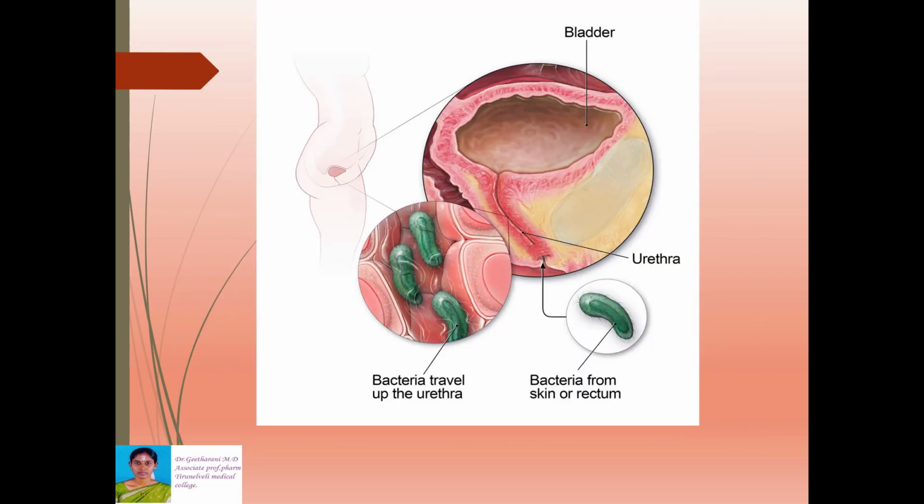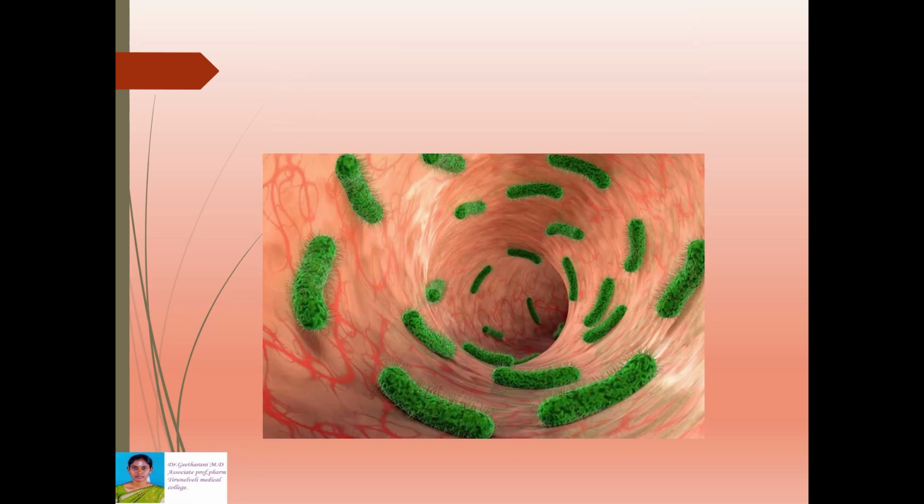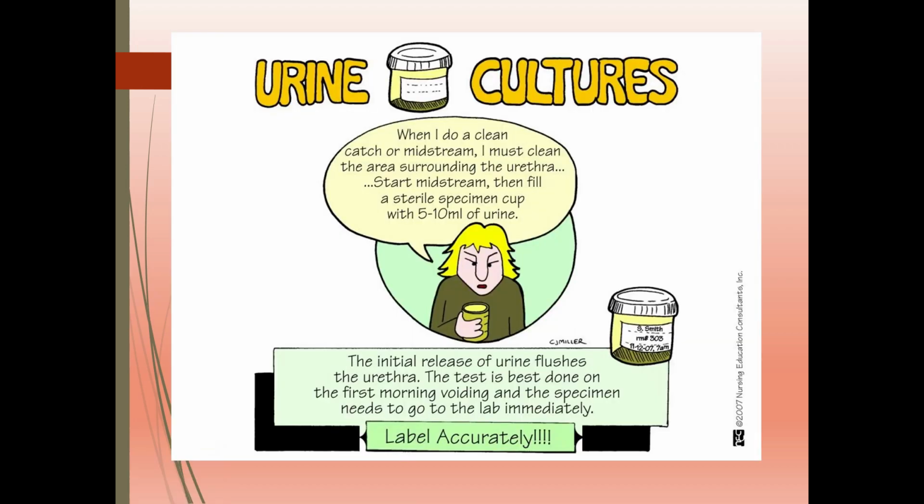Here is how the infection ascends from the skin or rectum. It can travel up the urethra and reach the bladder. This is again the picture showing how it is seen inside the bladder wall. The organism is attaching, that is, it is adherent to the bladder wall. So first we'll go for urine cultures, and especially we'll ask them to collect a midstream urine, to avoid any contamination, and an early morning specimen is advisable.